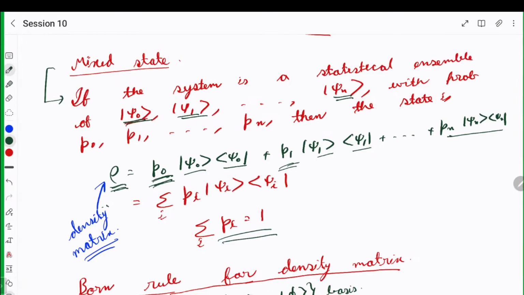So for a pure state, what will happen? Only one probability will be 1. The other probabilities will be 0. So for example, the pure state for psi 0 will be just ket psi 0, bra psi 0, the outer product.